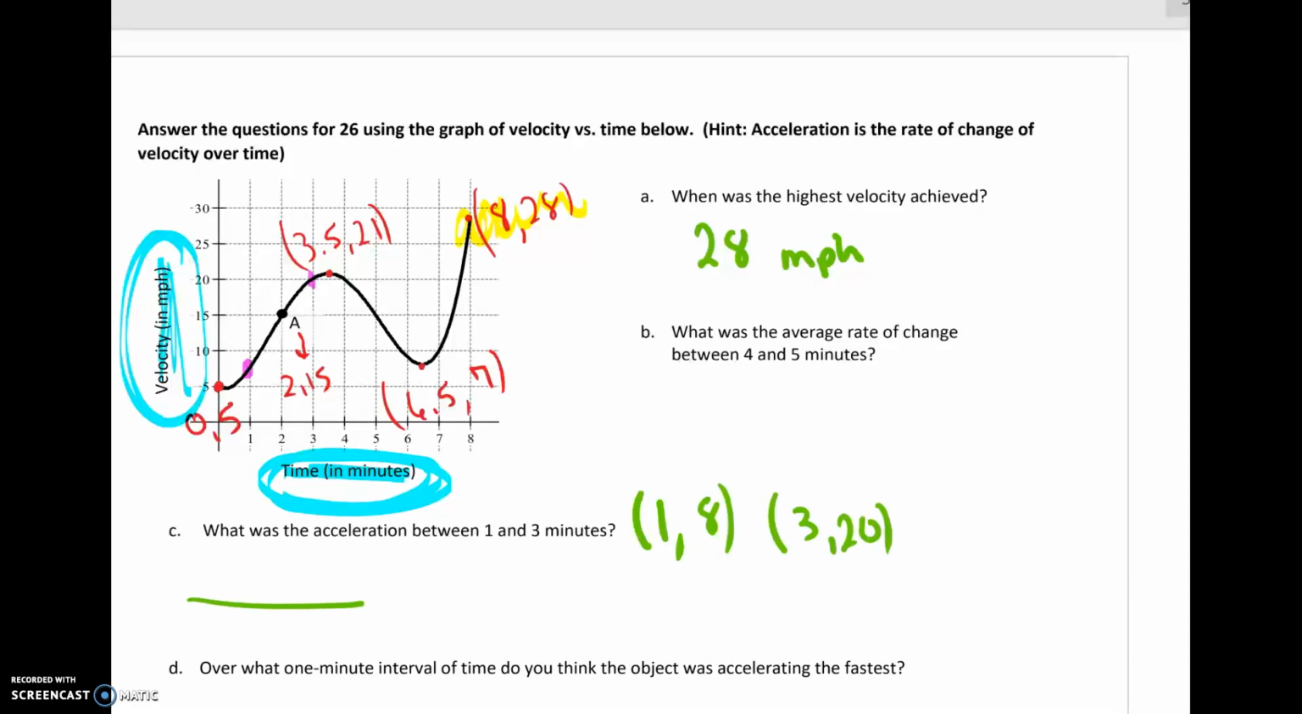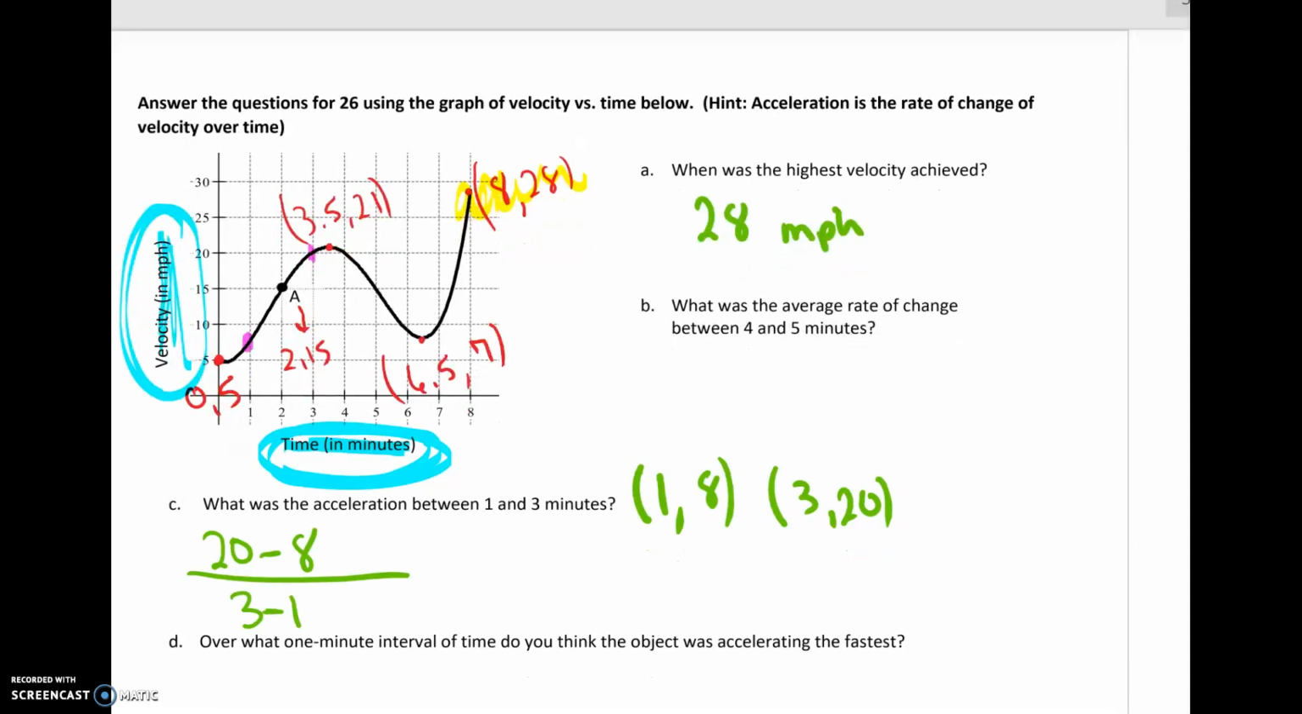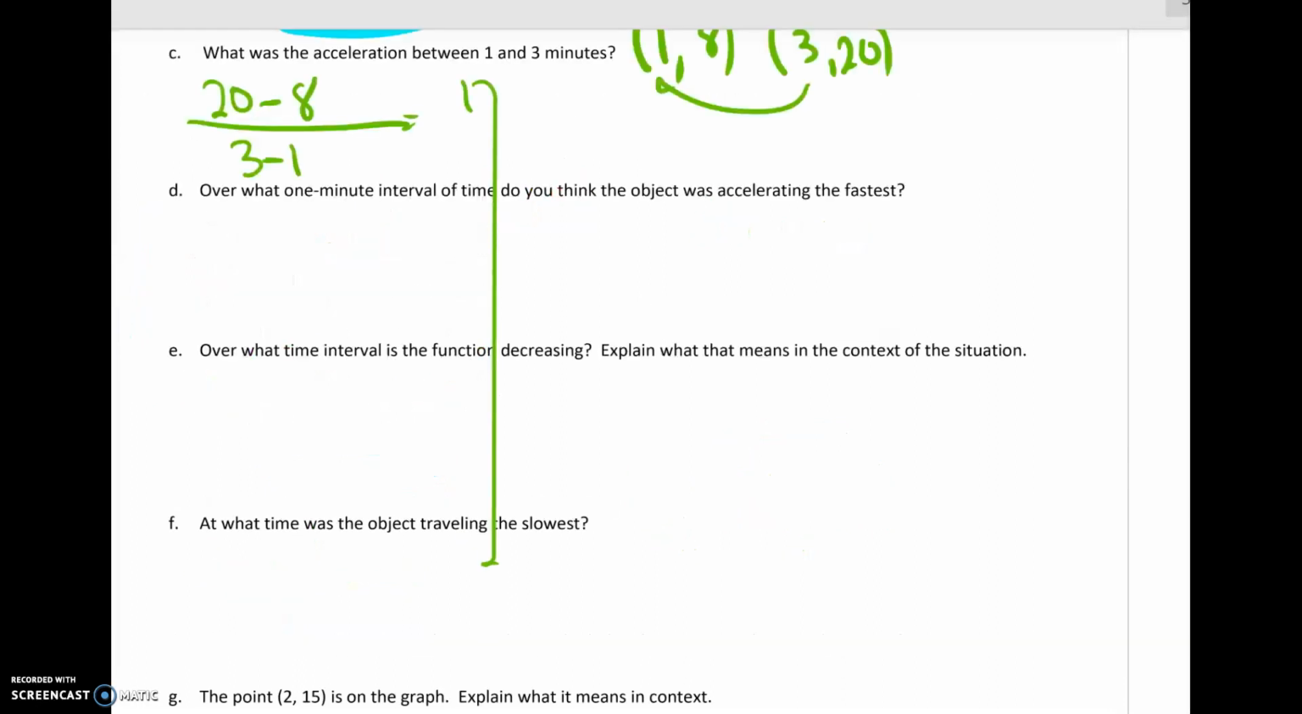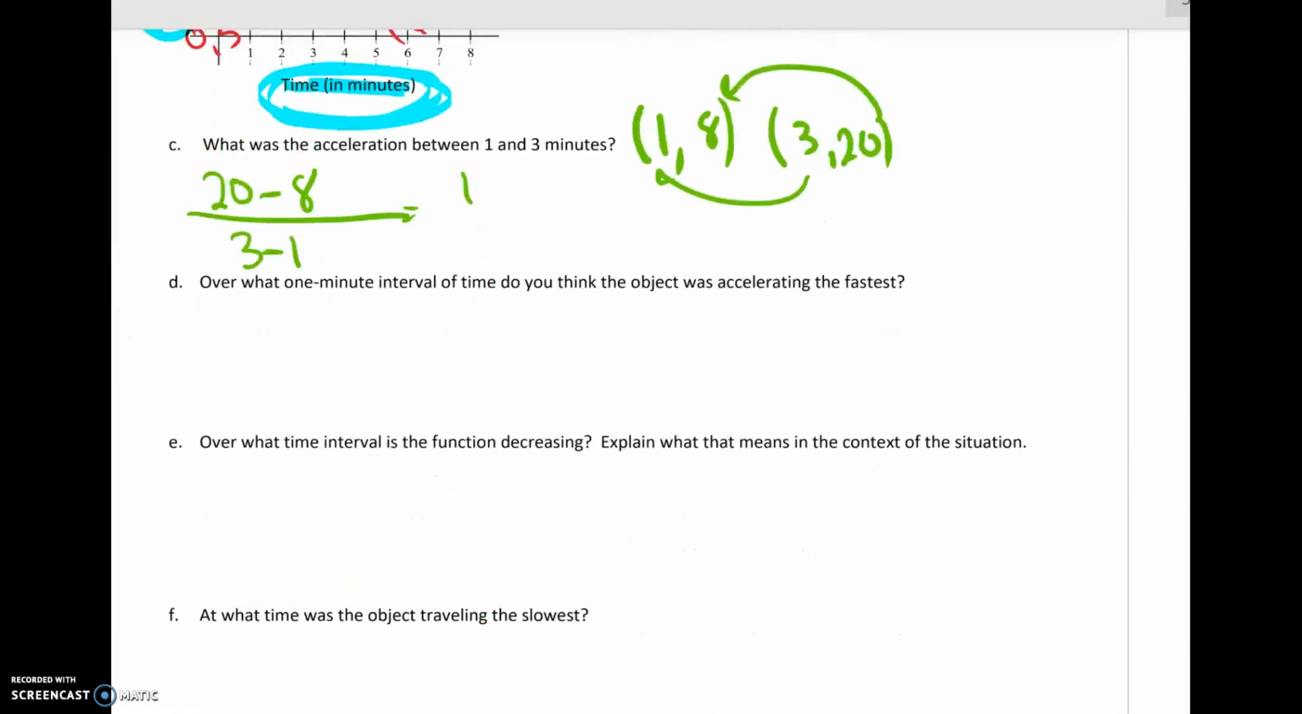So then again, I can do my slope. I can do 20 minus 8, and then 3 minus 1 for my x's. So I subtracted this way. That's going to give me 12 over 2, which is 6. 6 over 1. 6 miles per 1 hour.